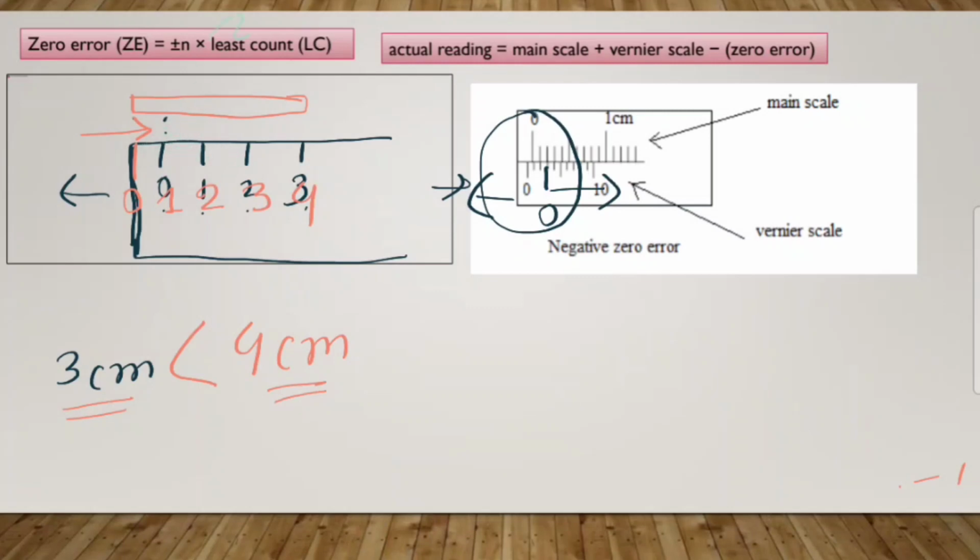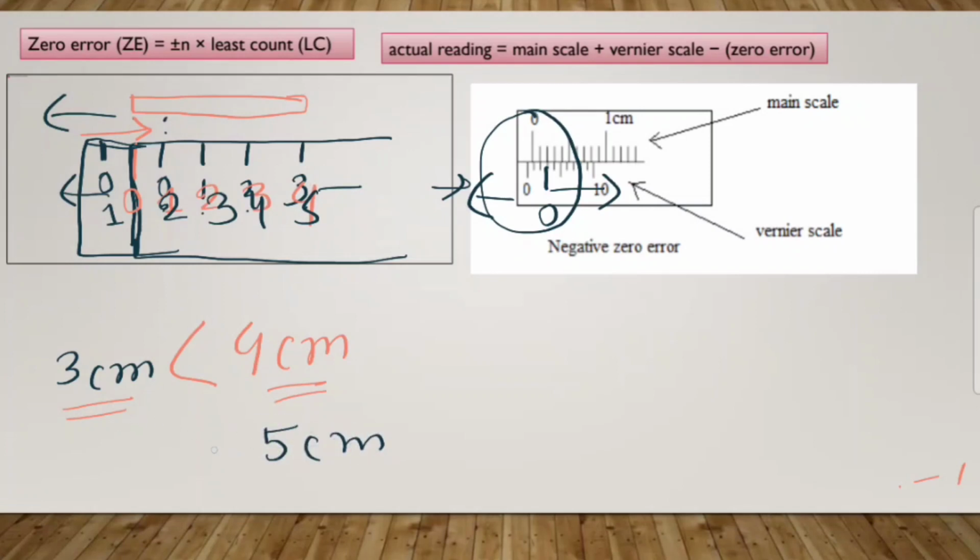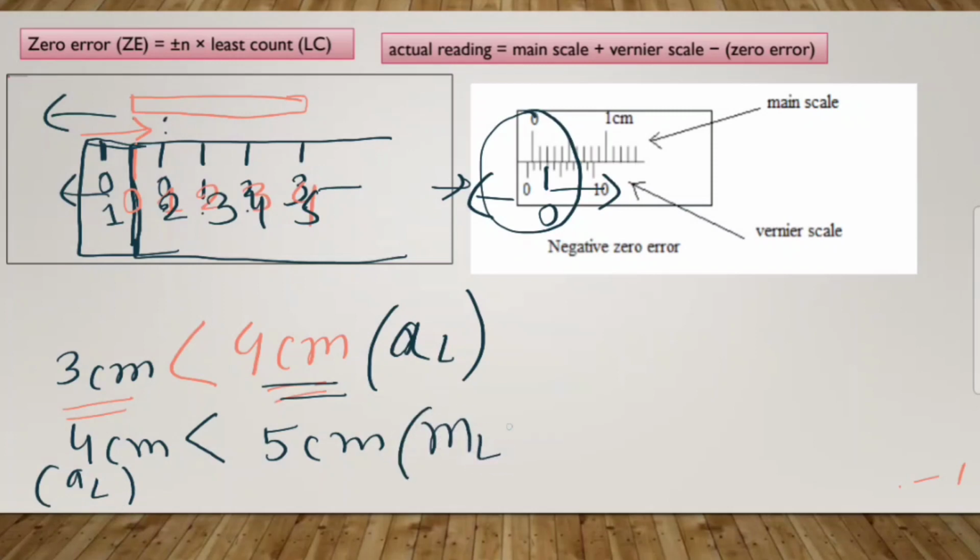Now consider another case in which the 0 of our scale starts from here, so it is offset to the left. In this case, our reading starts like this: 1, 2, 3, 4 and 5. So now we are getting the length of the object as 5 centimeter, but it is greater than the actual length of 4 centimeter. 4 centimeter is our actual length. Let us call this the actual length. And this is our measured length.